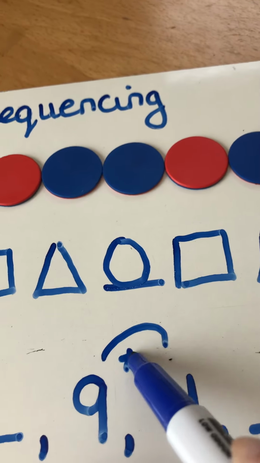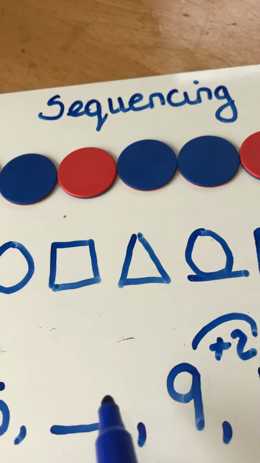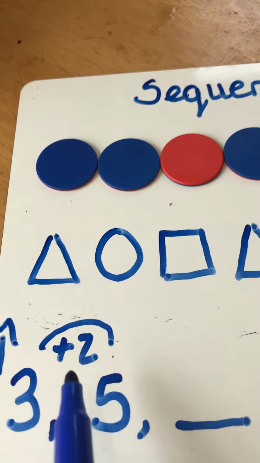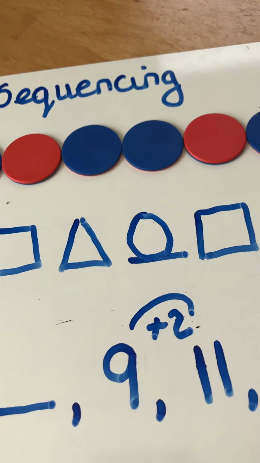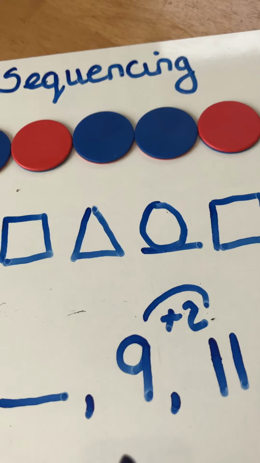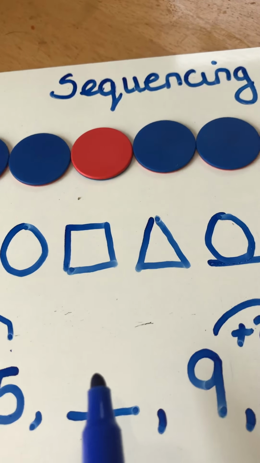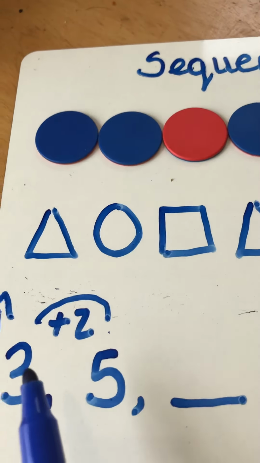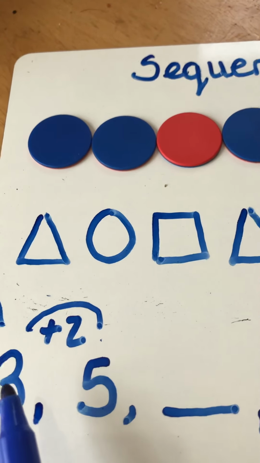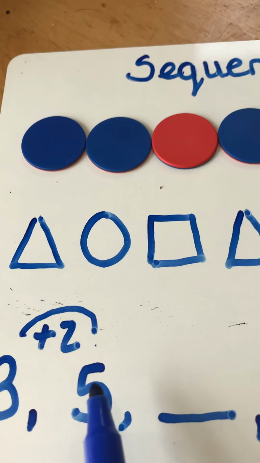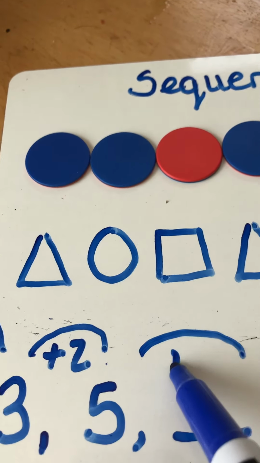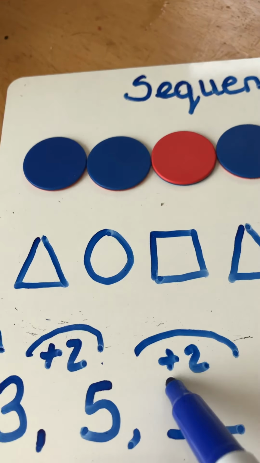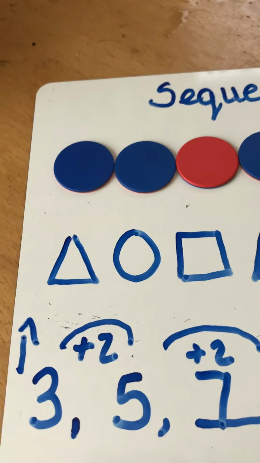That's right, 2. So let's see. There were 2 between 3 and 5. There's 2 between 9 and 11. So it looks like our sequence is increasing in steps of 2. Let's put in a number here and see if that works. So if it's increasing in steps of 2, we've had 3, we've had 5. If we add 2 to 5, we get 7.